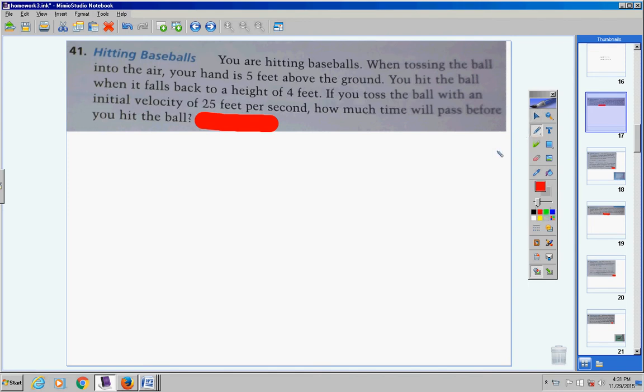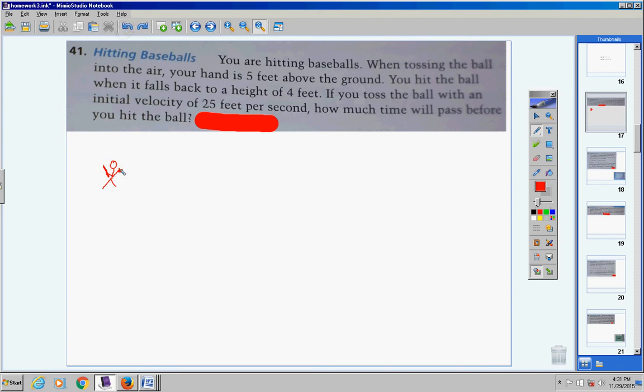You hit the ball when it falls back to a height of 4 feet. Now let's get a picture of this, okay? Here's the person, and they toss the ball right here. They're holding a bat in their hand, okay? They toss the ball up into the air. So from here to the ground is 5 feet, okay? So they're holding the ball 5 feet off the ground. Got it? They toss the ball up.